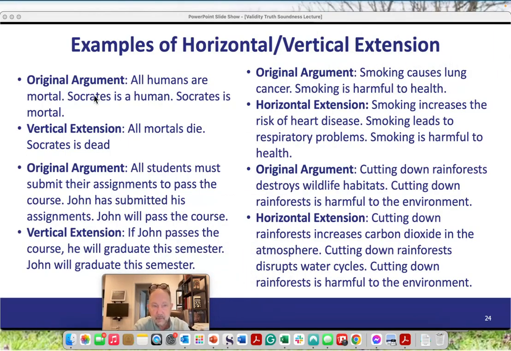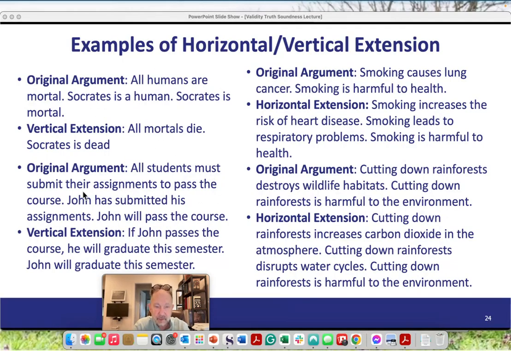Here's the original argument. All humans are mortal. Socrates is a human. Socrates is mortal. If you want to extend that argument, you would say all mortals die. Socrates is dead. That's a good extension. We're going down into this idea of mortality. So this is vertical, right?